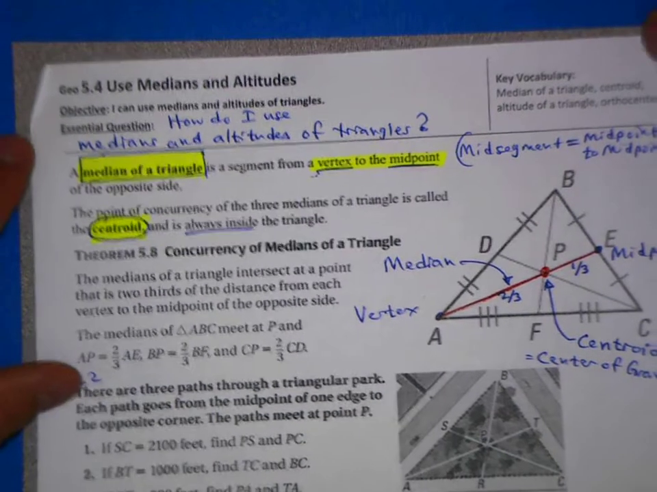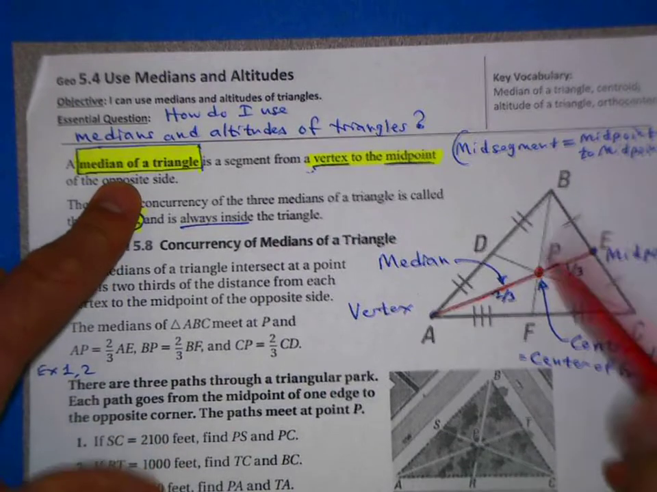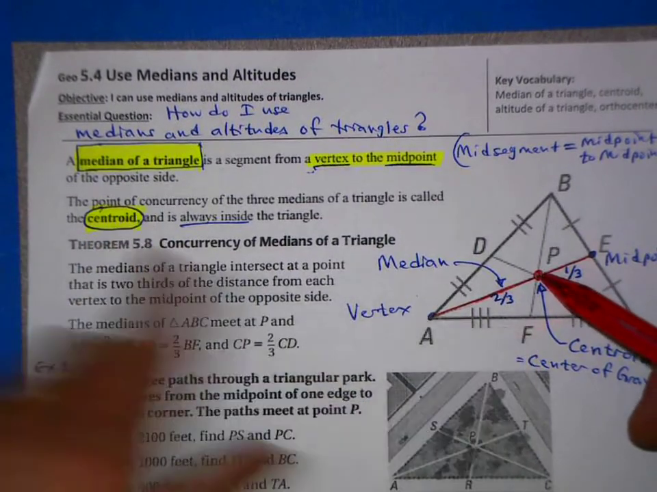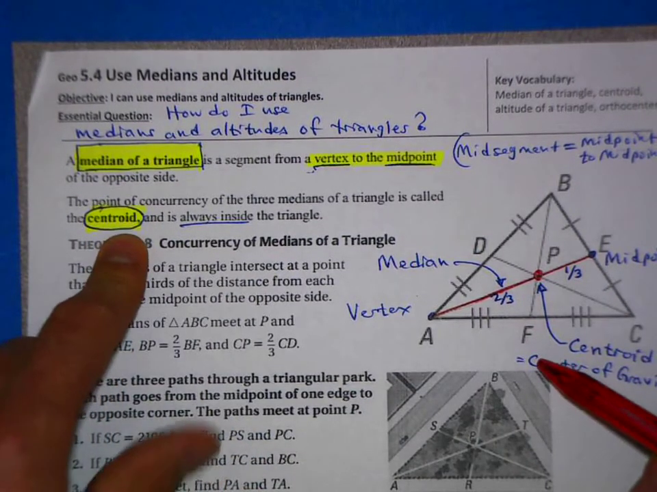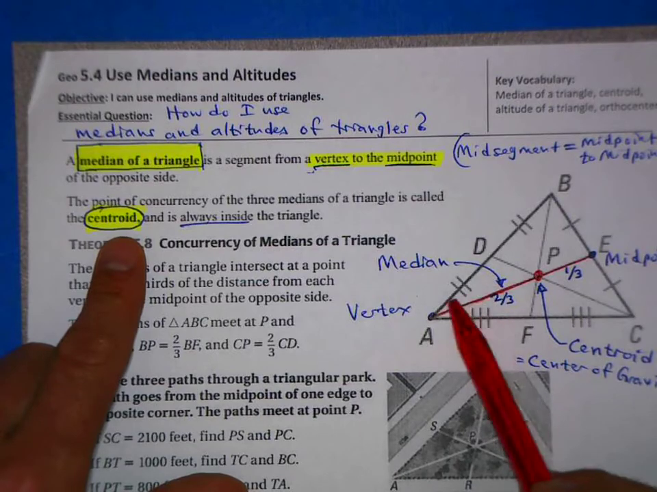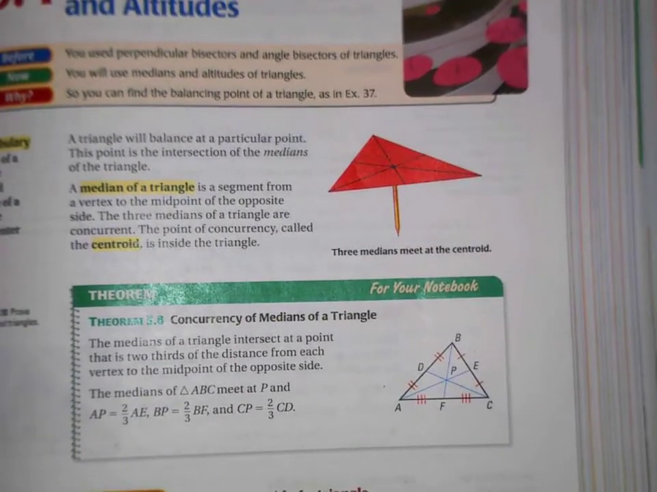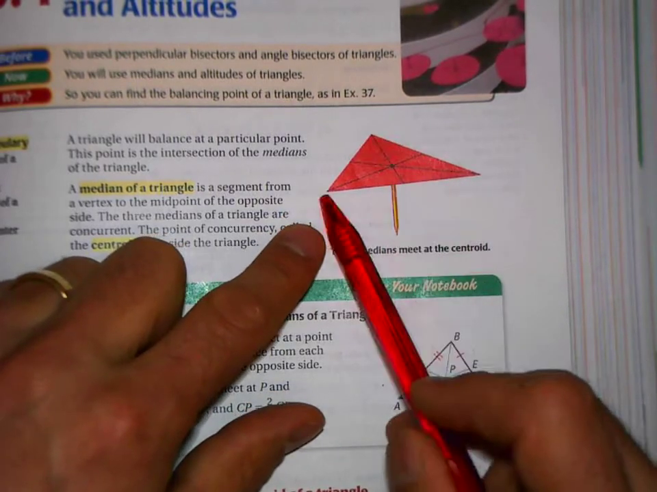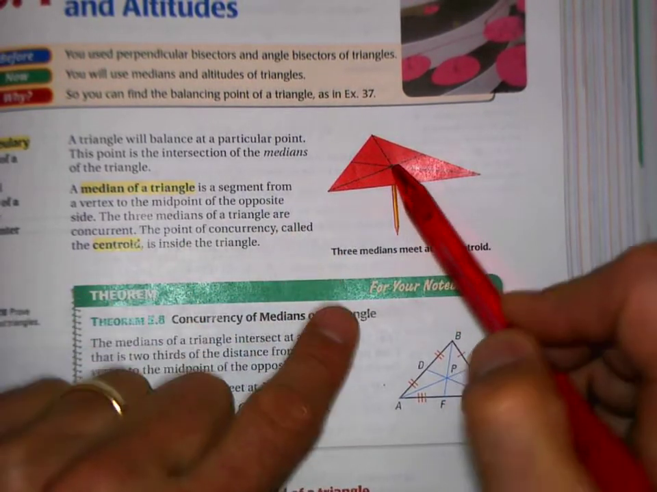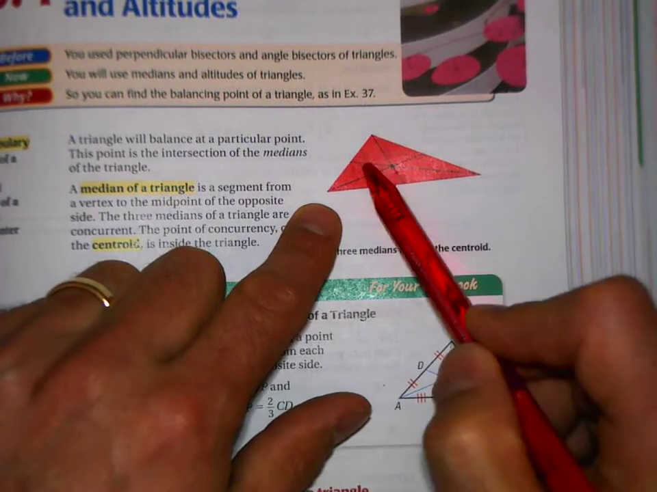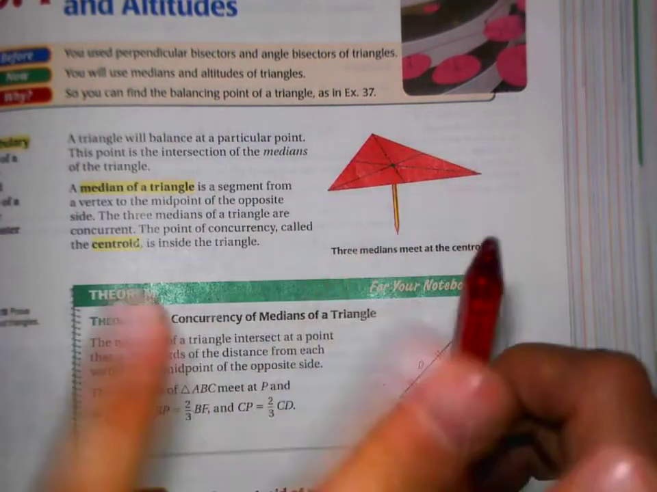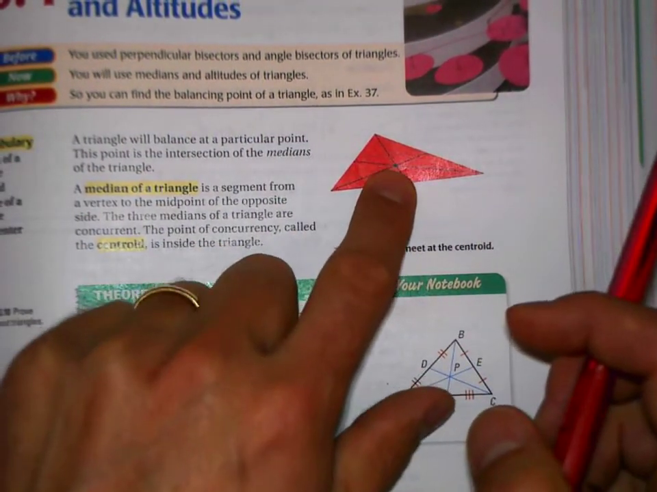And what's especially unique about medians and this point of concurrency of the medians, which we call the centroid, is that the centroid is the center of gravity of this triangle. So if the material of this triangle, look in your book here on page 321, had a consistent density all throughout it, then that centroid, the point of concurrency of your medians, is your center of gravity. In other words, you can balance that triangle upon that one point.